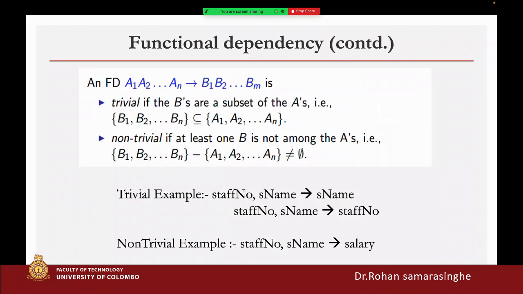Here we are actually explaining the mathematical way of functional dependencies. A functional dependency A1, A2 up to An implies B1, B2 up to Bm is trivial if the B's are a subset of the A's, i.e. B1, B2, B3 is a subset of A1, A2 up to An. Okay, trivial. It is non-trivial if at least one B is not among the A's.